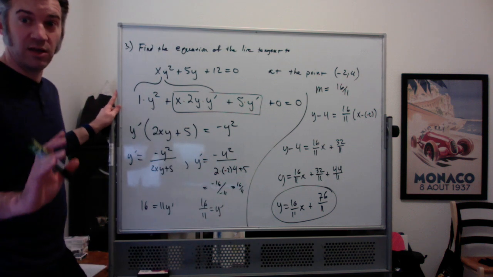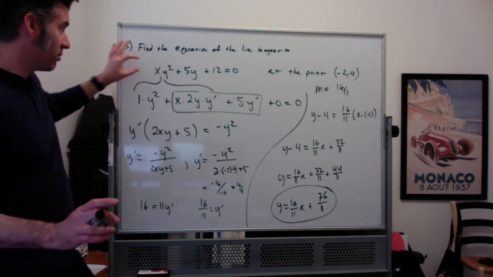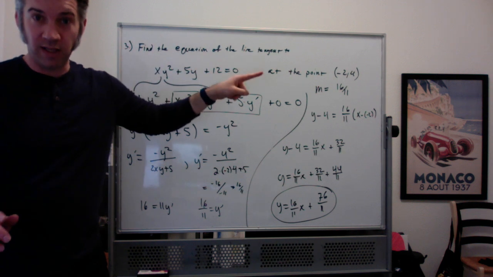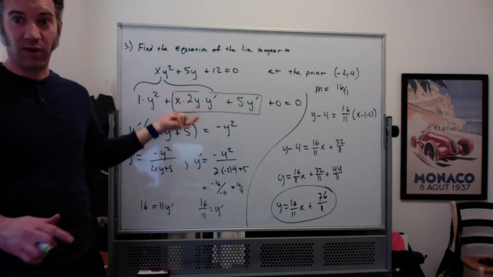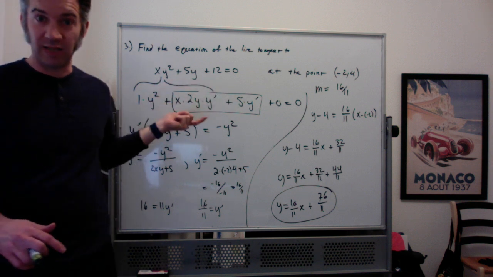So if you're finding the equation of a tangent line using implicit differentiation, and they're giving you a point to plug in, you don't have to actually solve for y prime. You can just go ahead and plug in that point as soon as you've taken the derivative of both sides, without doing any other simplification.